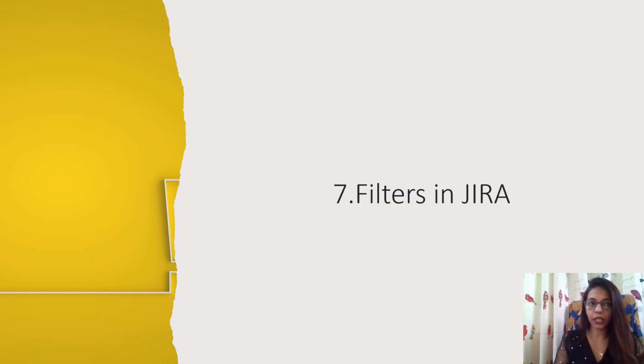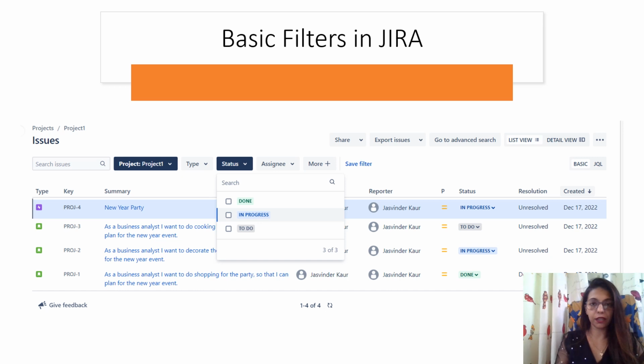Next, we'll be learning about filters. Now, as I mentioned, there are two: basic filter and JQL filter. For the basic filter, we have here project, type, status, assignee. This is a basic filter. Click on those, and we'll get the details accordingly.